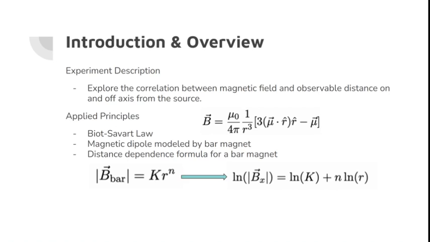In this lab, we explore the correlation between the magnetic field and the observable distance, on and off the axis from the source of the magnetic field. The applied principles that we're using for this lab were the Biot-Savart law shown on screen, as well as making sure that the magnetic dipole was modeled by a bar magnet. Additionally, we used the distance dependence formula for a bar magnet shown below.